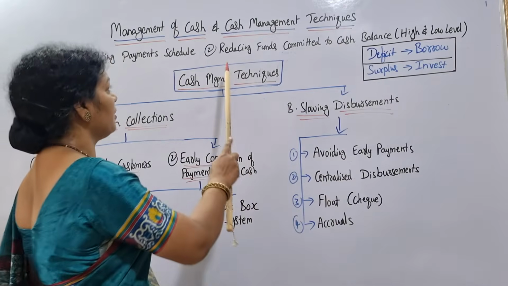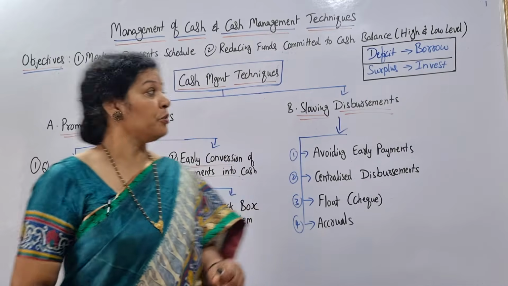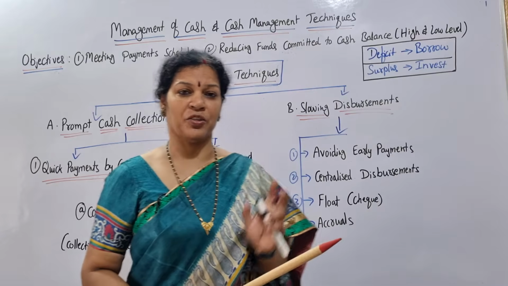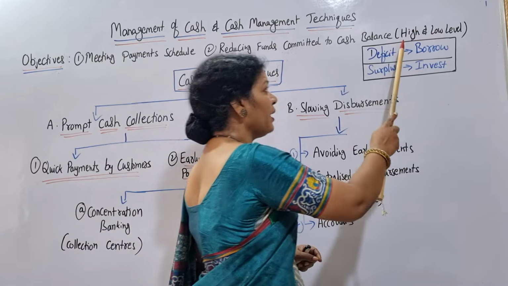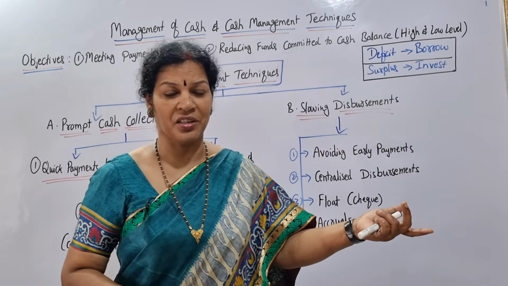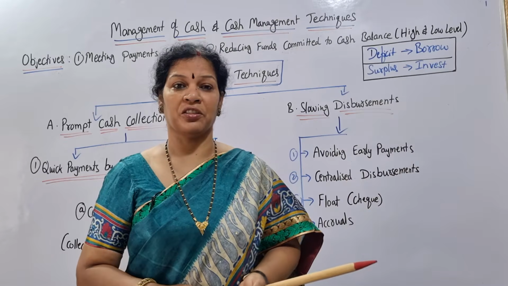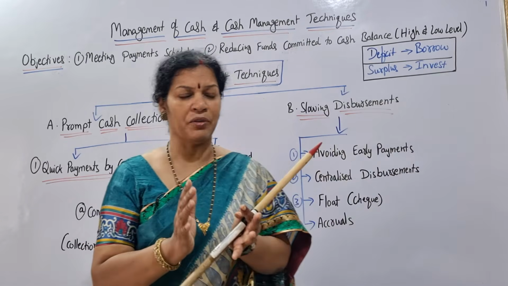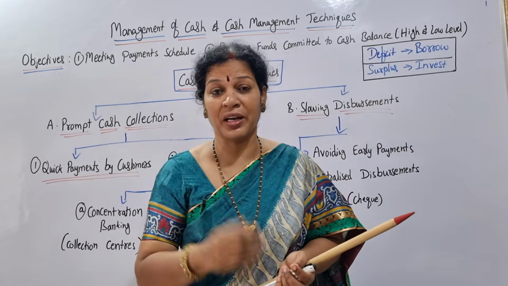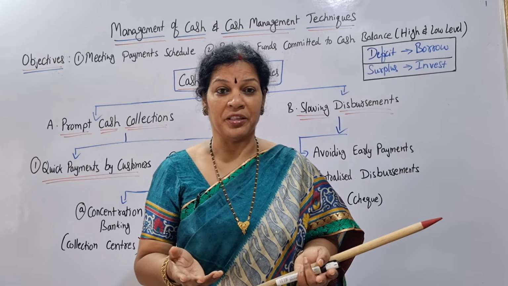Then after that, the second thing is reducing funds committed to cash balance. Reducing funds committed to cash balance means you have to maintain the proper cash balance. It should not be at a high level or a low level. If it is high, as we just discussed, it means we are having more cash than we require. Suppose we need a cash balance of 50,000 only, but we are having 1 lakh, 50,000 extra, so that is a high level cash balance we are maintaining.